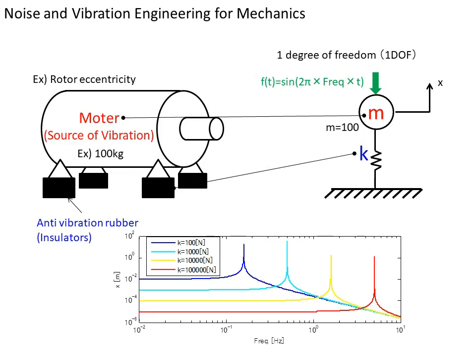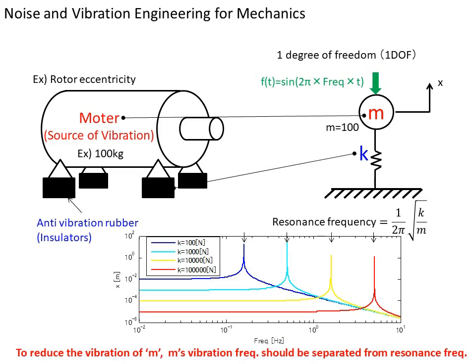At this time, the frequency characteristic of the displacement of the mass changes depending on the spring value K. In every line, there is a frequency at which vibration is predominant, and this frequency is called the resonance frequency. Since it is a 1 degree of freedom model, each line has one resonant frequency. The resonance frequency can be obtained from the relationship between the mass and the spring.